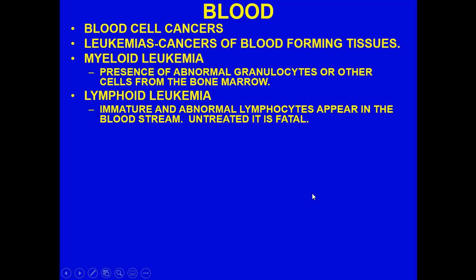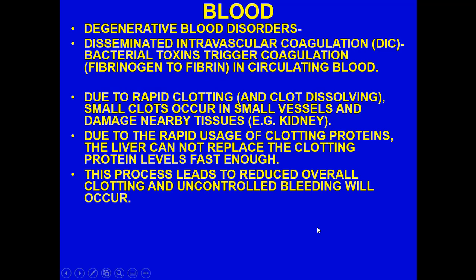When we talk about blood cell cancers, when we say leukemia, it's cancer of the blood-forming tissue. There are two major types. Myeloid leukemia, this is the presence of abnormal granulocytes or other cells from the bone marrow. Lymphoid leukemia is when immature and abnormal lymphocytes appear in the bloodstream. Untreated, this is fatal. Then we have degenerative blood disorders.